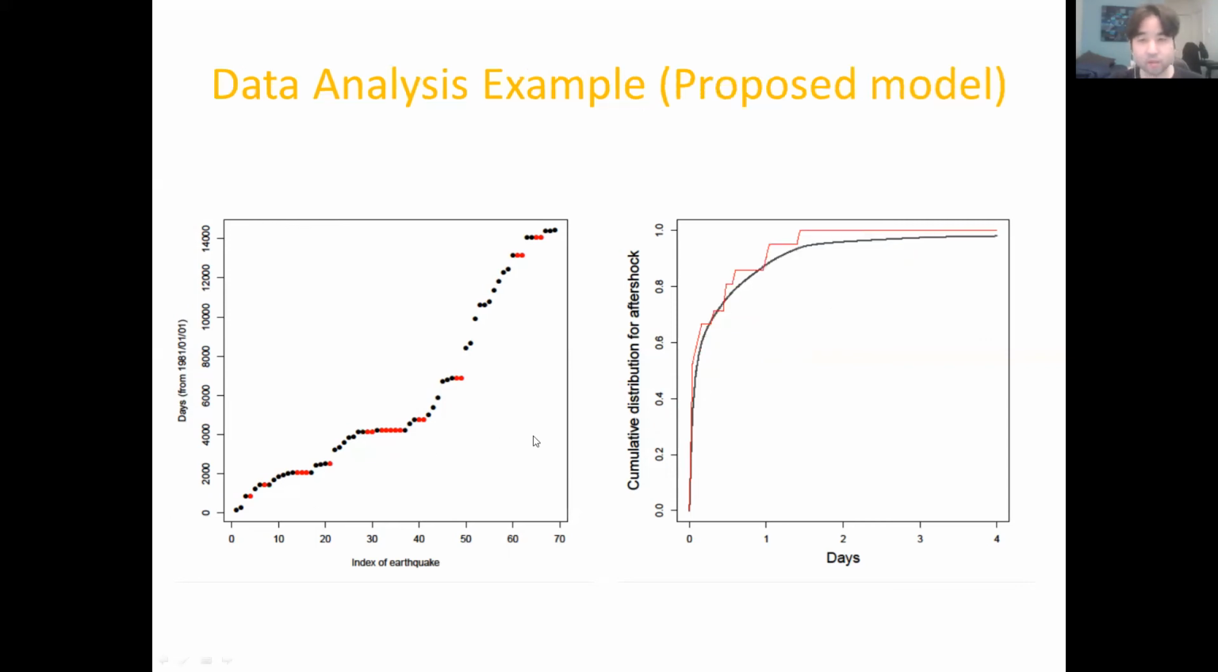This is a result from our proposed model. As you can see in the right panel, the estimated cumulative distribution function under our model has improved a lot. It's much closer to the empirical distribution. So we can conclude that our proposed model can provide an estimated function which is more appropriate for describing the data distribution.